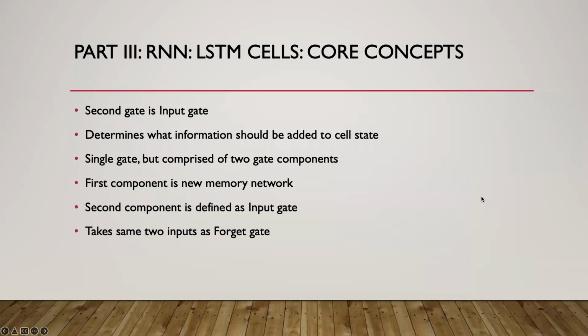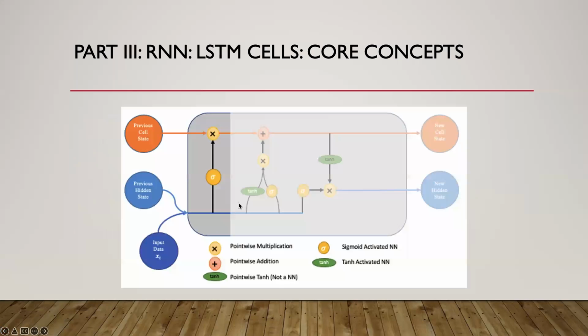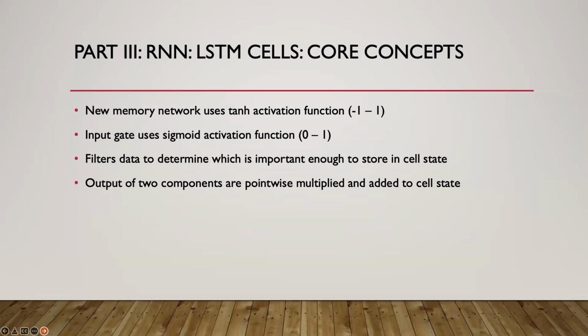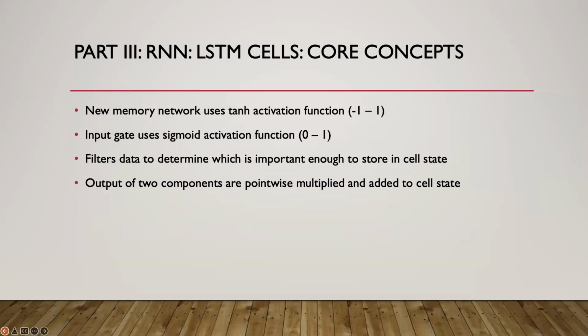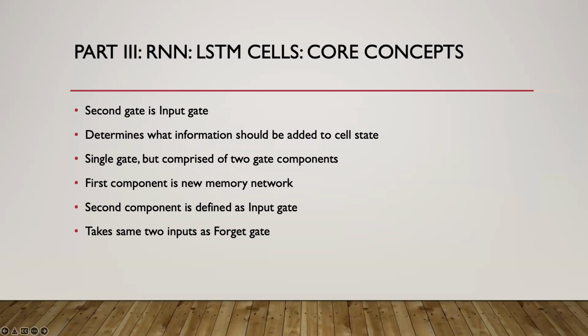So the second gate is the input gate. It determines what information should be added to the cell state, which is the long-term memory. It's a single gate, but comprised of two gate components. Right here, you see the two gates, but it is considered one gate. The first component is the new memory network, and the second component is defined as the input gate.